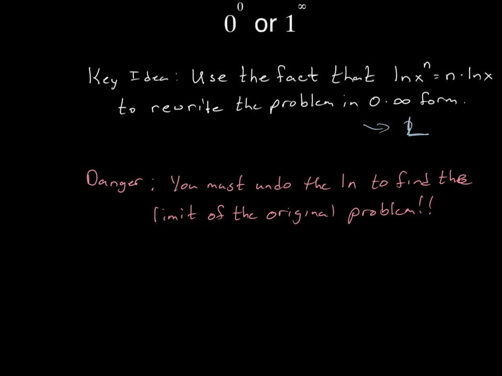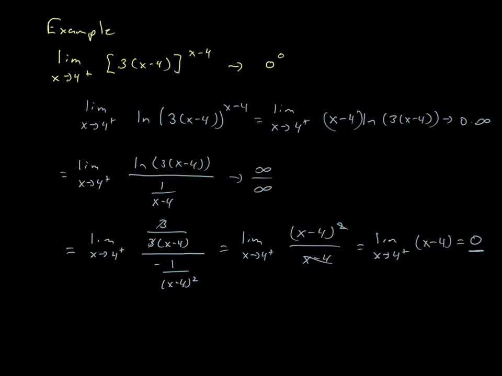Then to undo the natural log, I know it's e. So the final answer, the limit of the original problem, would end up being e to the L power. Okay, that's what you have to always remember to do. You have to undo that natural log to finish the problem. Otherwise, it's not going to work. Let's take a look at a couple examples.